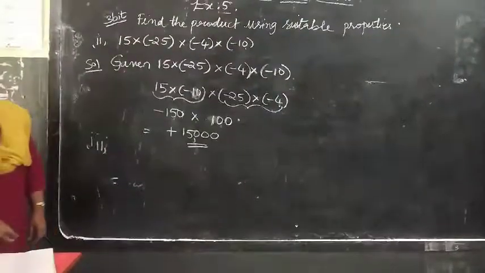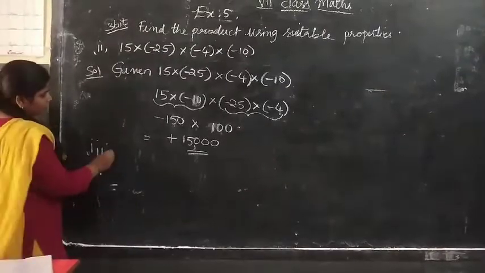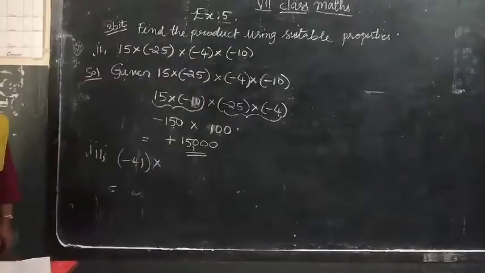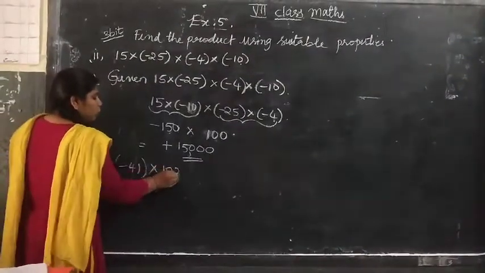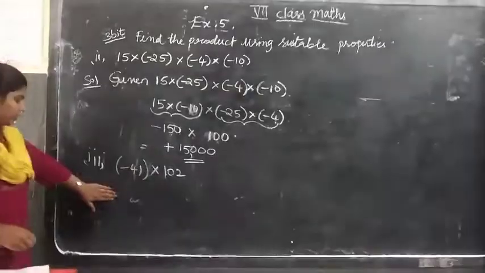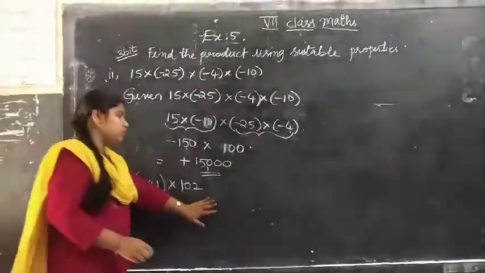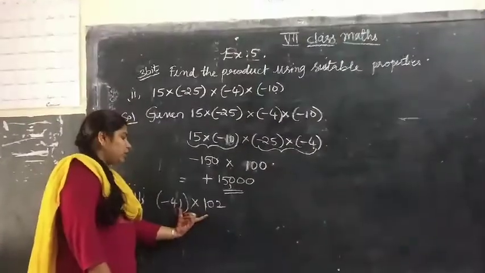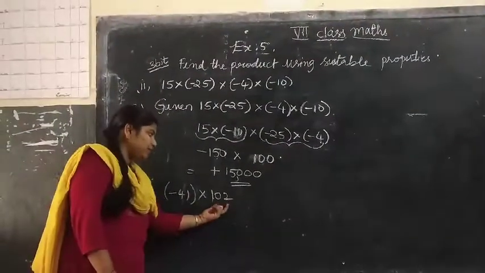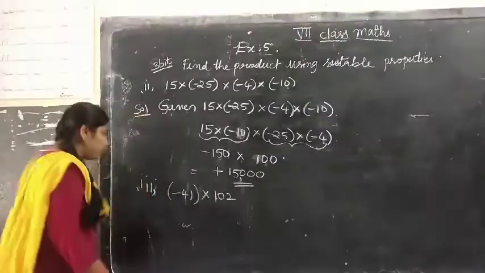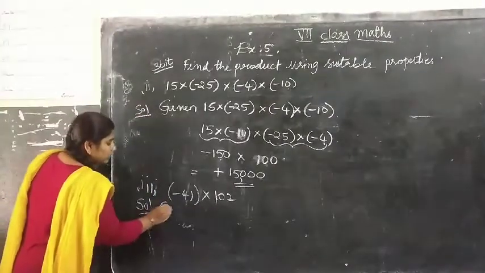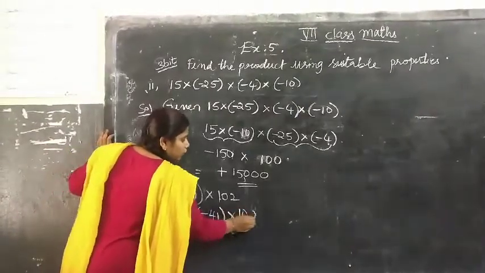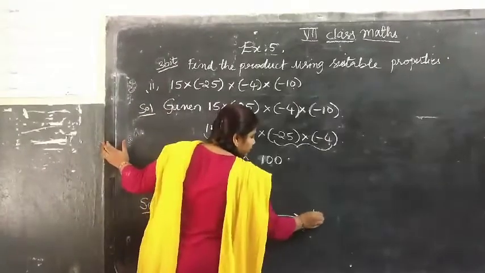Next is minus 41 into 102. So this also we can solve by using the distributive property and also by using closure property. Closure property means directly you can multiply these two terms. If you are using the distributive property, split this 102 in the form of 100 plus 2. So given minus 41 into 102, I am using the distributive property here.